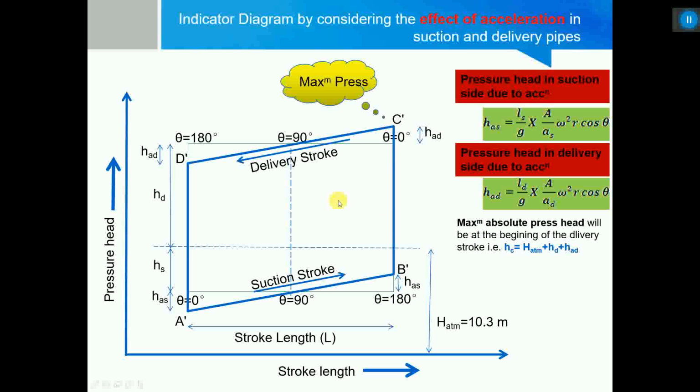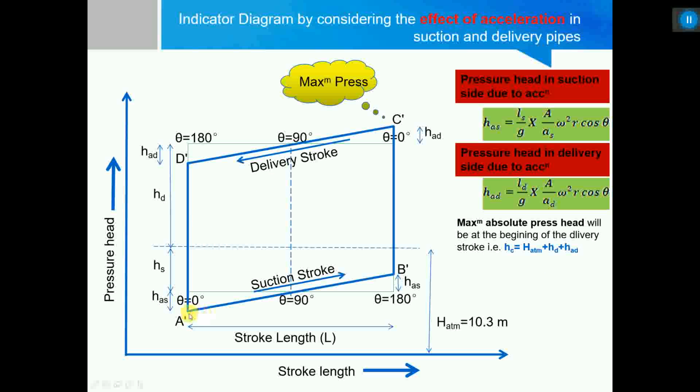Now one more thing. At the point C dash we have the maximum pressure, because the maximum absolute pressure corresponds to the point C dash. Our casing as well as other parts have to be designed as per the maximum pressure, and that's why maximum pressure has a lot of significance. We can write the absolute maximum pressure as H atmospheric plus HD plus HAD. So this one is the maximum absolute pressure.